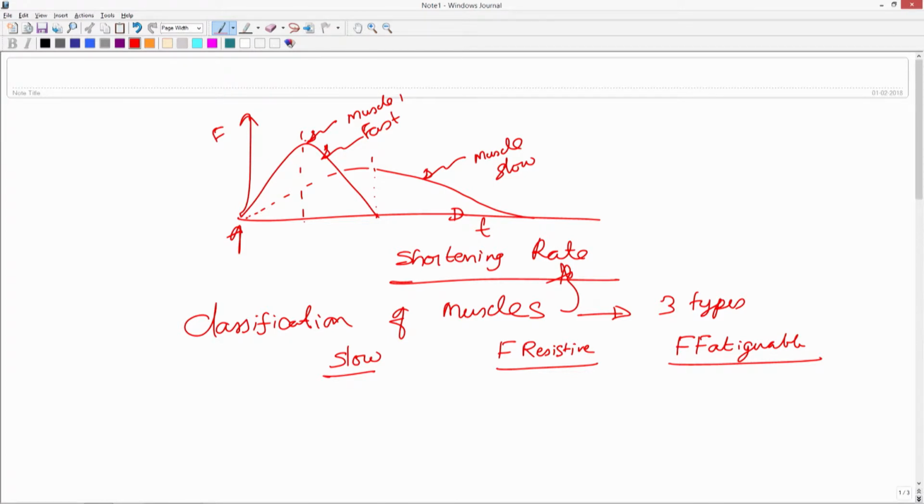Okay. In some of the literature or in the textbooks, you also see something like fast glycolytic. FG is called the fast, this fast resistive is also called fast glycolytic. Fast fatigable is also called the fast oxidative glycolytic.